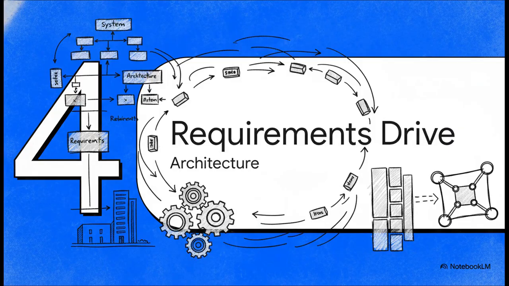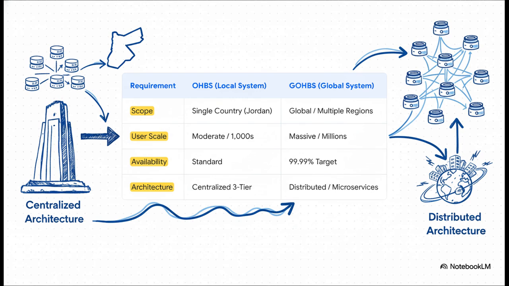So let's bring this all home. We've seen the two systems, we've seen their very different blueprints. Now we can connect the dots and see exactly why they had to be so different. This slide just lays it all out perfectly. Just look down the columns. The local system has a limited scope, a moderate number of users, and standard needs for availability, which leads it straight to a centralized architecture. The global system, massive scope, millions of users, and insane availability demands, which absolutely requires a distributed architecture. The final design is a direct reaction to the initial requirement.